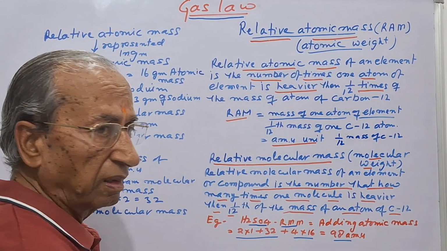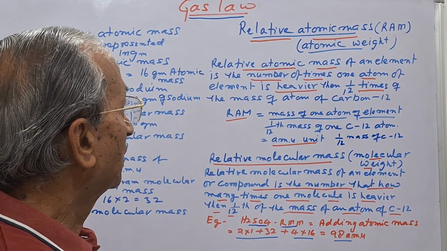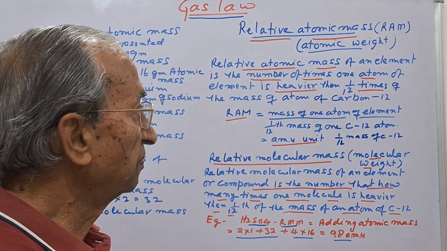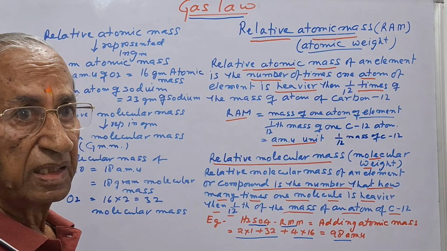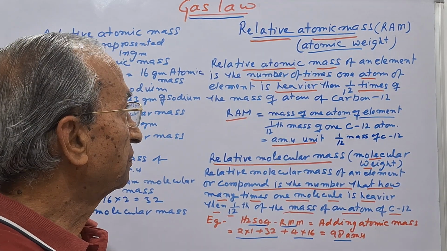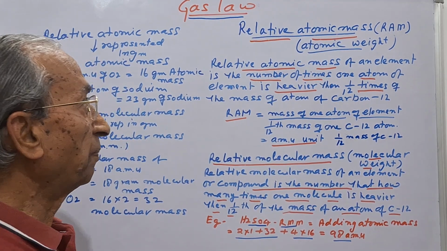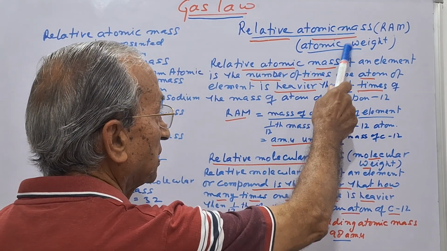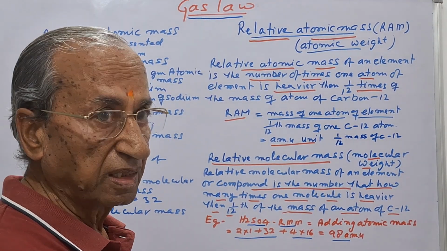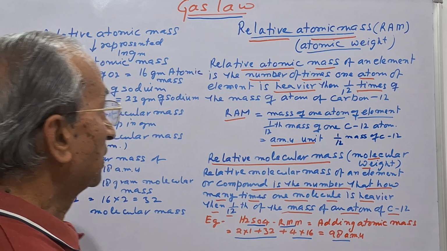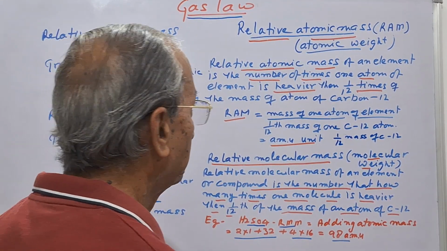As these are very small, we cannot take gram as the unit for the atomic mass. So it was considered that if we take a standard atom of an element and then compare the atomic masses of the different elements to the atomic mass of the standard one, that is the relative atomic mass of the element.